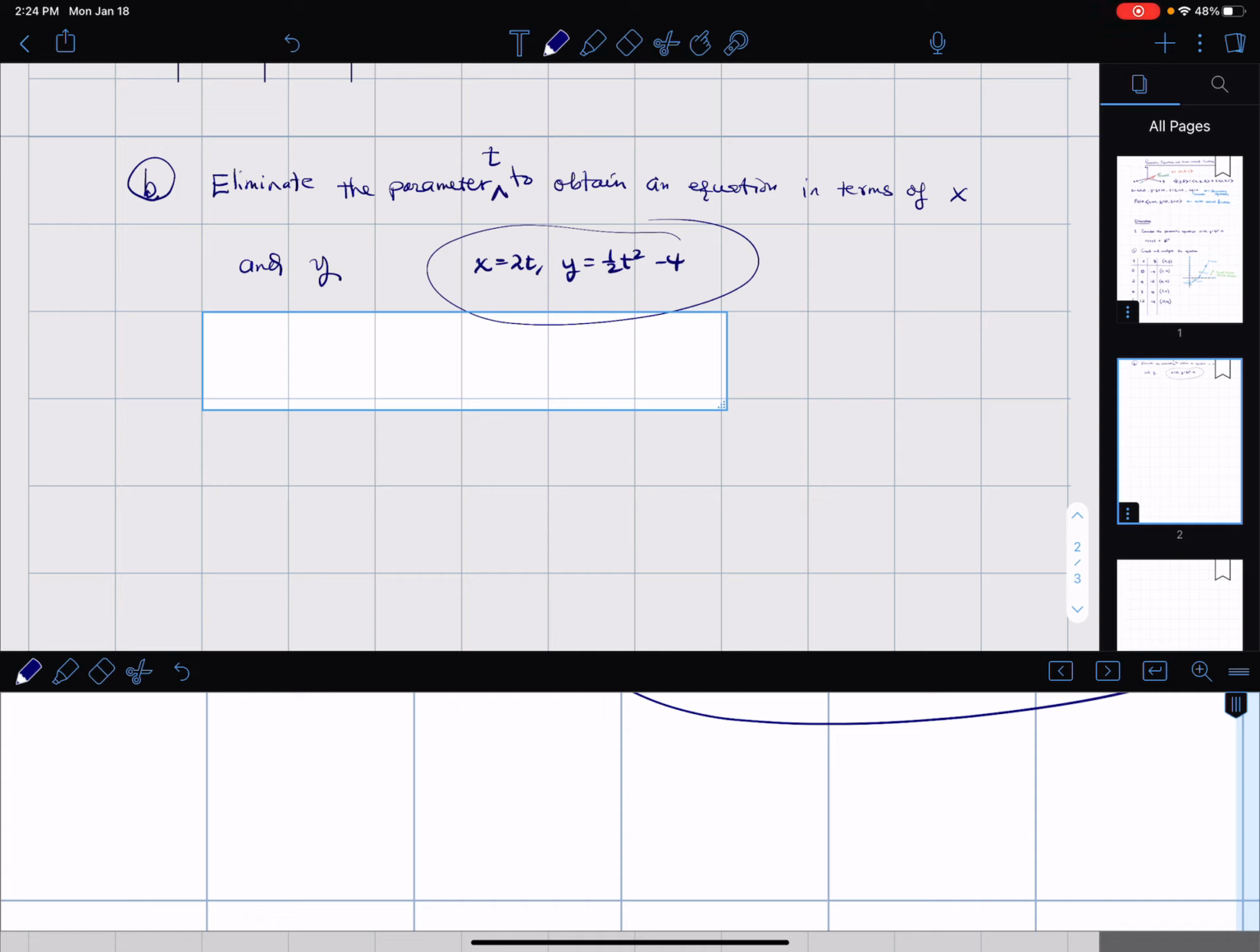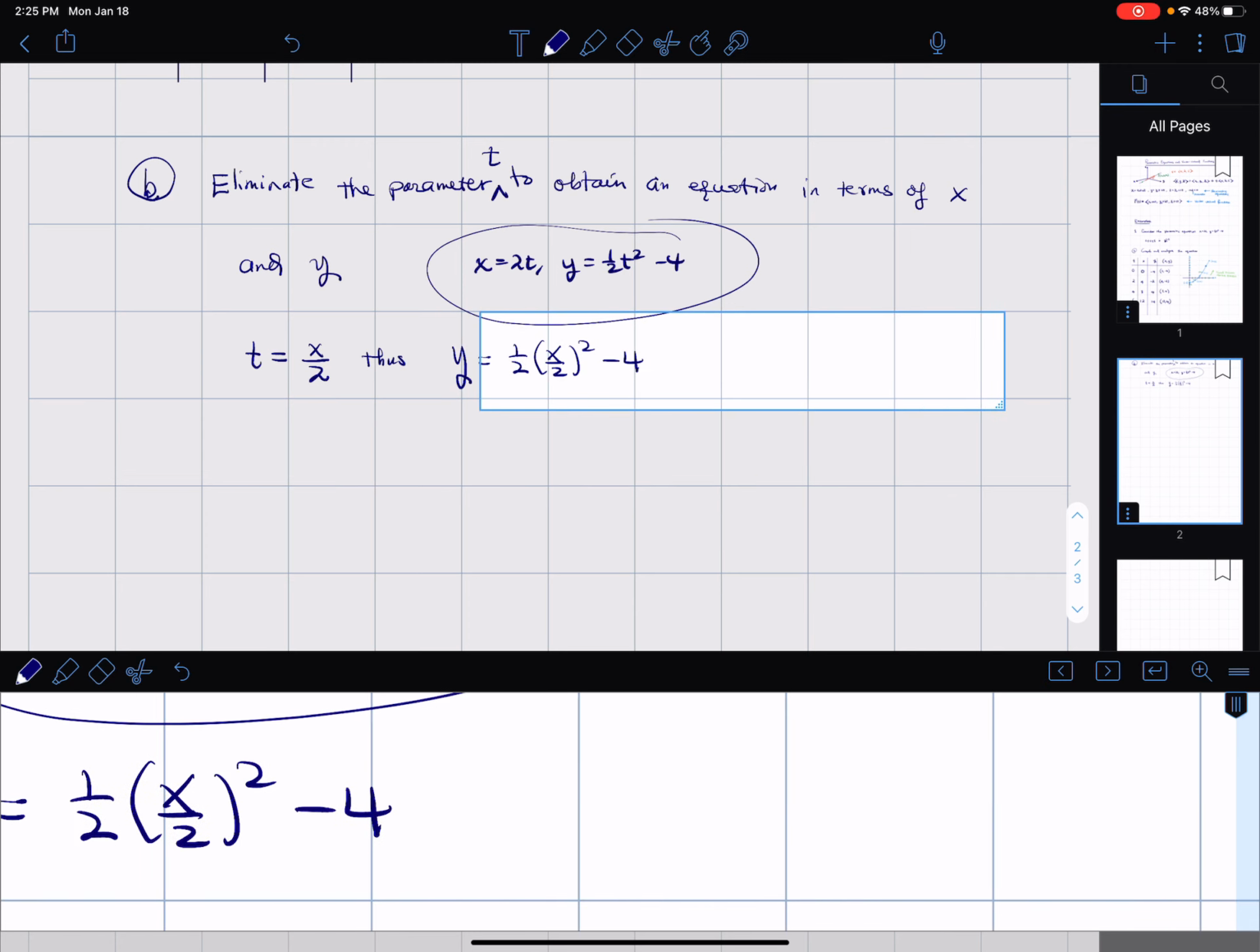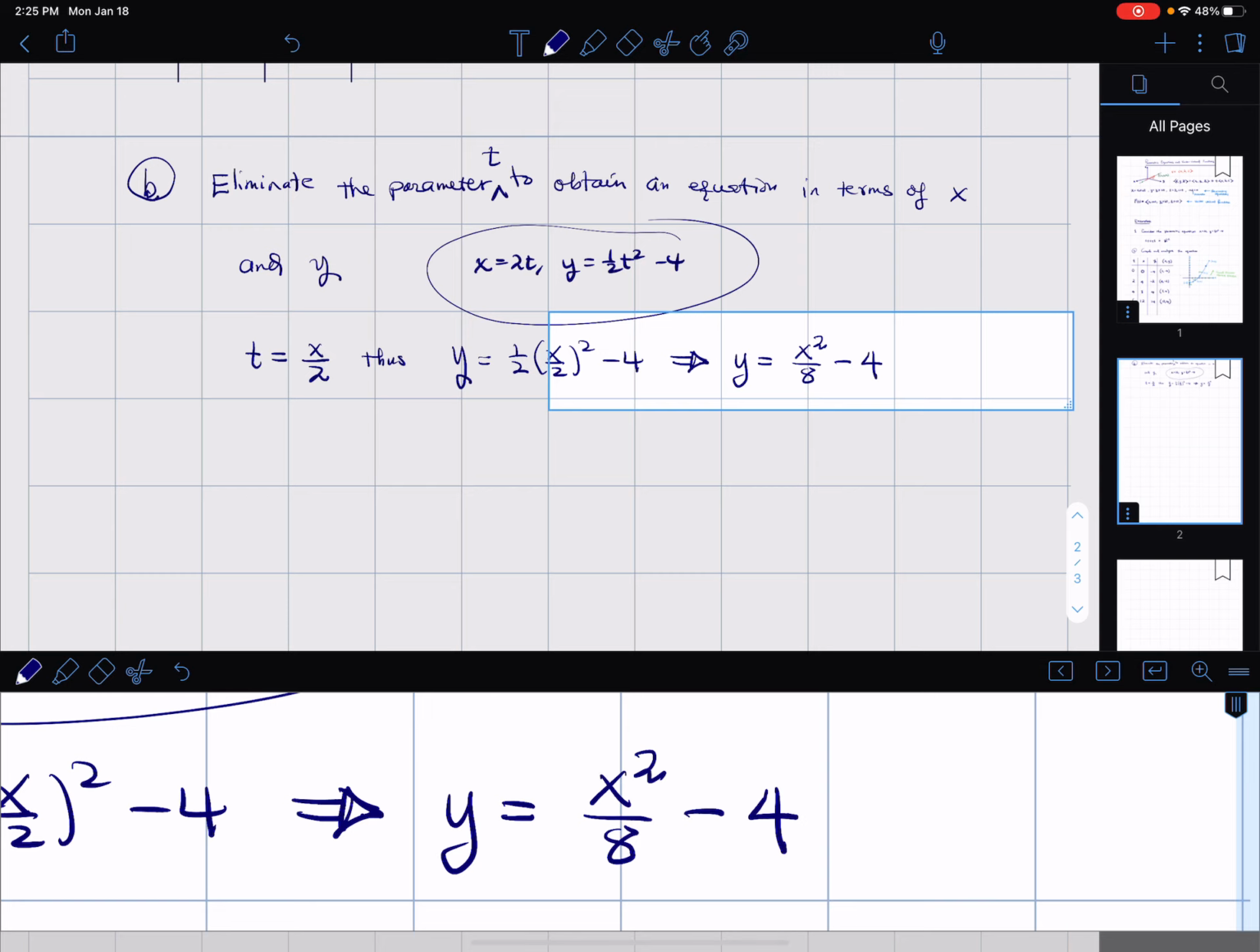The easiest to solve for t is the first equation, x is equal to 2t, which tells us that t is equal to x over 2. If that's the case, that means that if we plug this t into y, we get y is equal to 1/2 times x over 2 squared minus 4, right? So this implies that y is equal to 1/4 times x squared over 4, sorry. So this is going to be x squared over 8 minus 4, okay?